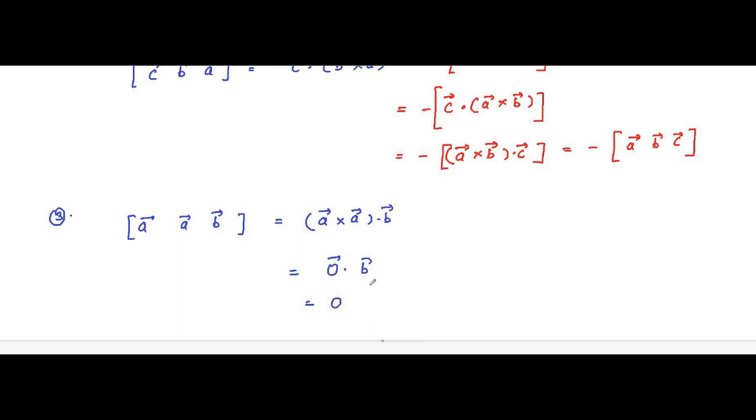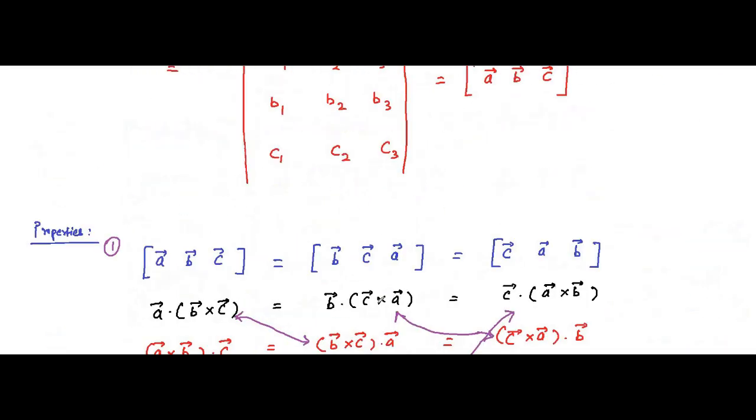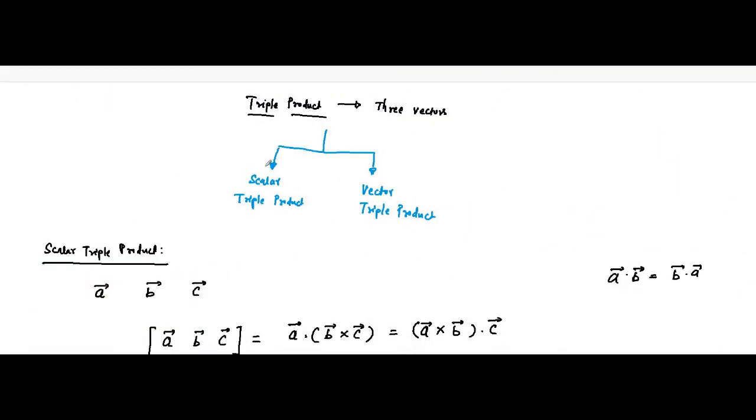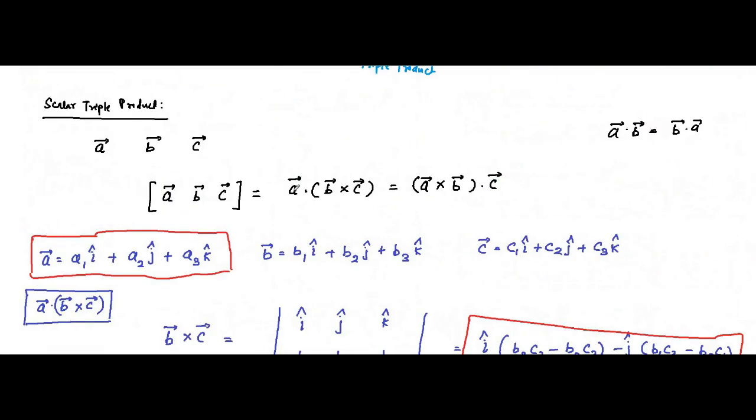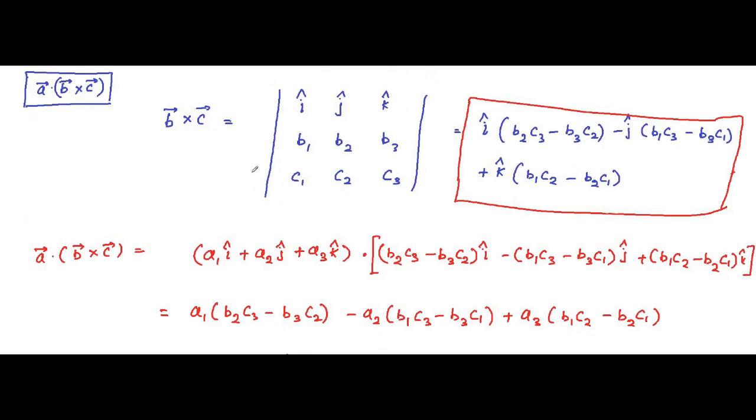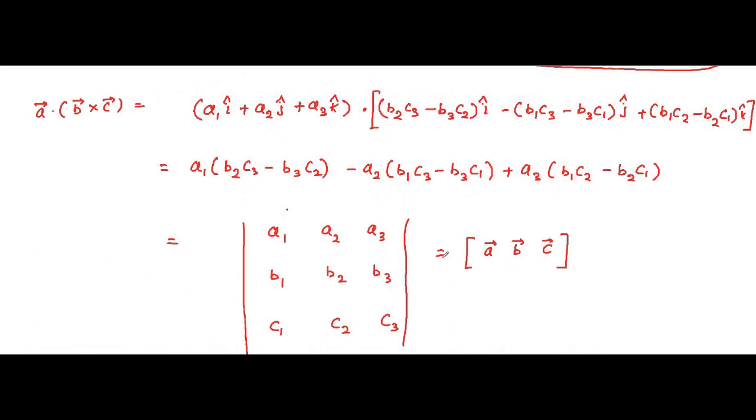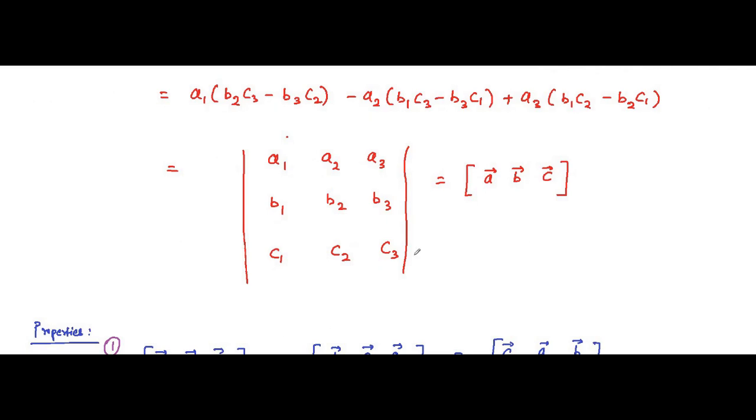So these are some of the basic properties associated with the scalar triple product, and this is the basic concept. The basic representation of the scalar triple product in the proper order A, B, C is: first the x, y and z components of A, then the x, y and z components of B, and then the x, y and z components of C.